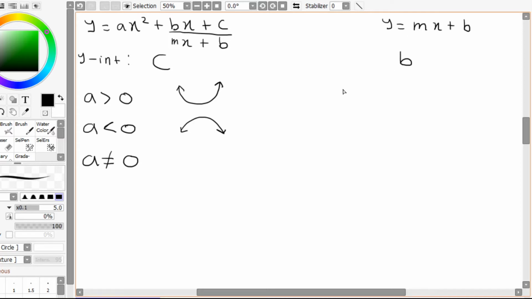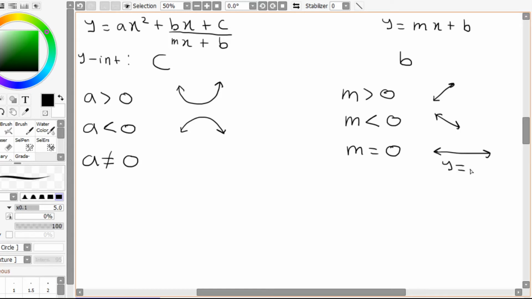For the lines, we knew that when m was greater than 0, we had a positive slope. When m was less than 0, we had a negative slope. And when m was equal to 0, we just had a horizontal line, and that was equal to y equals b.